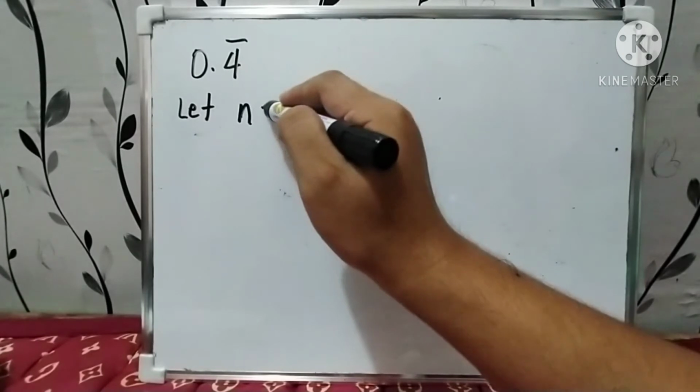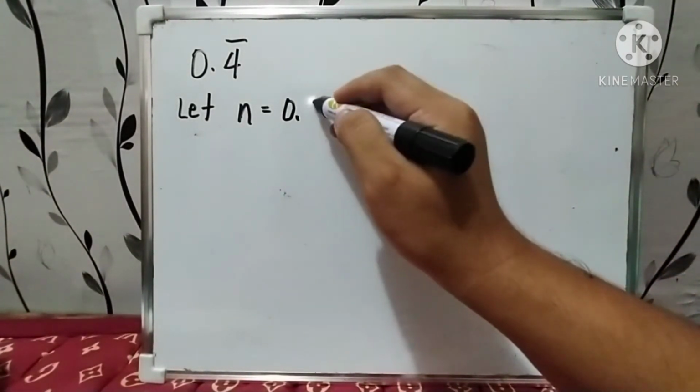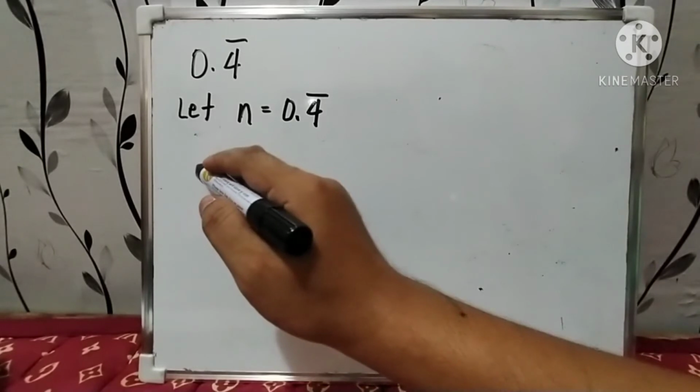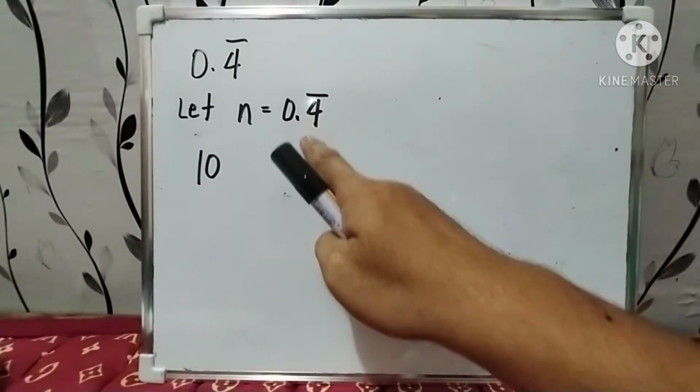Magle-let tayo. Let n is equal to 0.4 yung mismong repeating decimal. Okay po. Then, the repeating decimal is 4. So yung nauulit na repeating decimal is 4. So, power of 10 tayo. So, let us have 10. So, 10 lang siya kasi isang digit lang yon.